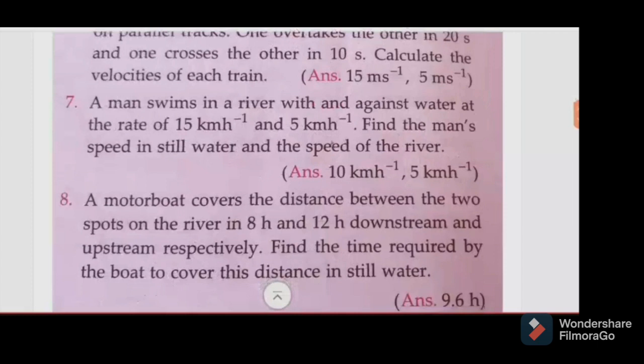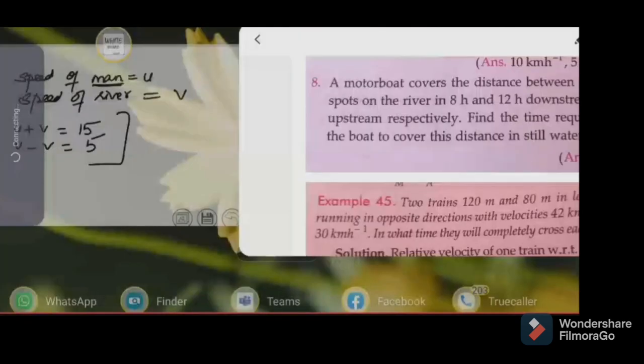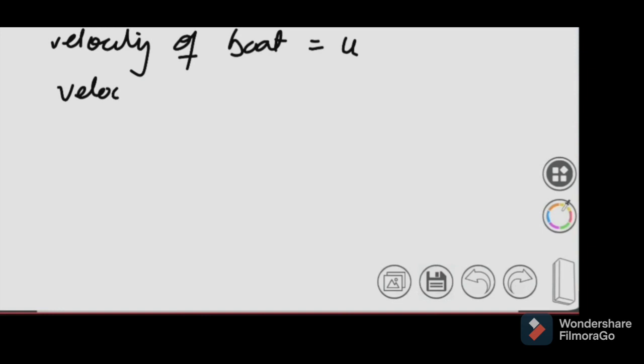Yes, ma'am. We need the velocities here. Yes, we will need to find out the velocities. So we will take velocity of the motorboat as u, and we can take the velocity of water as v. Fine. So to solve this question, we take velocity of boat as u, velocity of water as v.